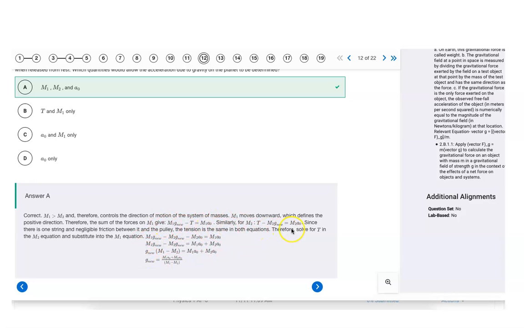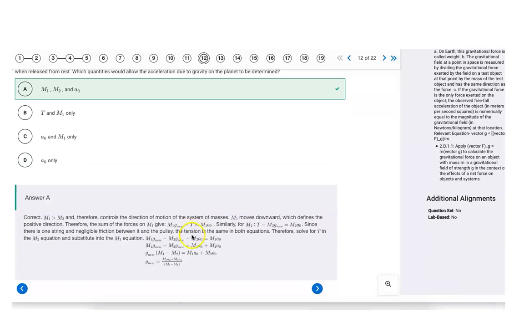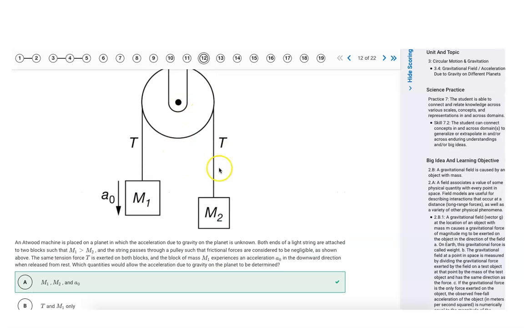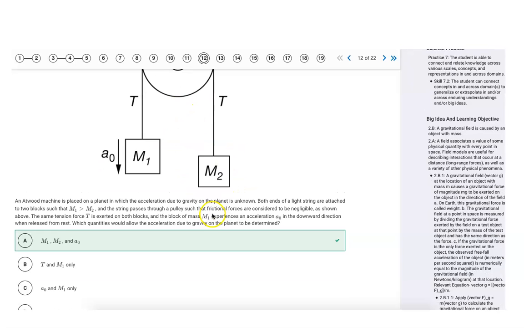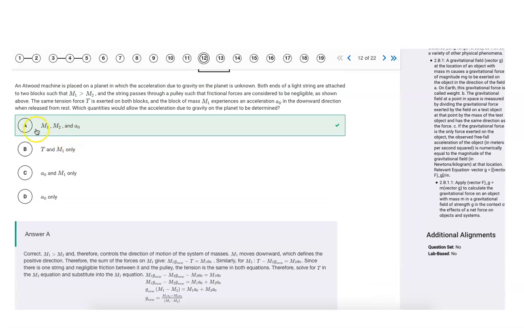You have to consider separate masses as separate systems and make the system of equations and solve for G, right? But you can also consider these two masses and this whole thing as one system and get the same equation. But you know that you need to know the masses of the blocks and the acceleration. So basically this would be the answer.